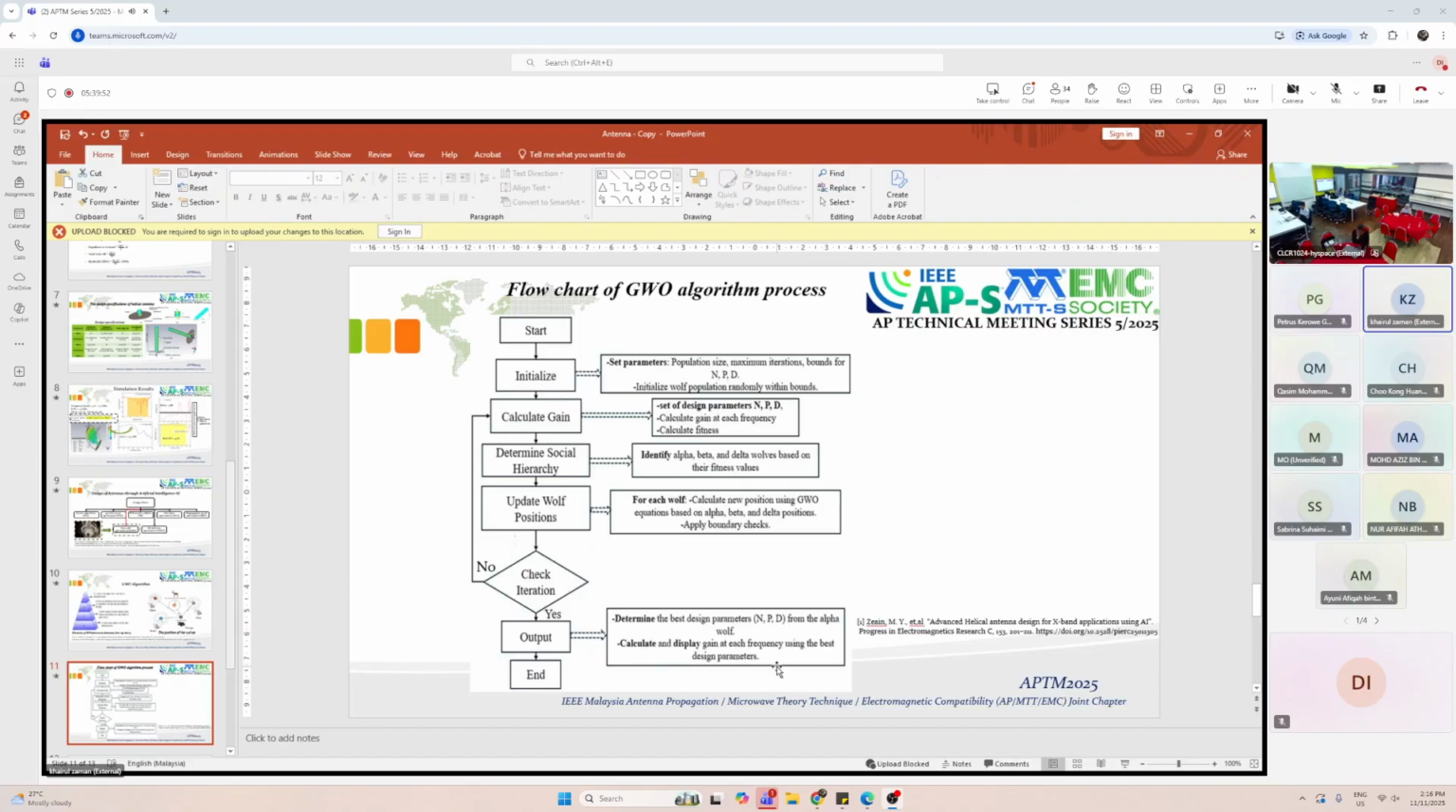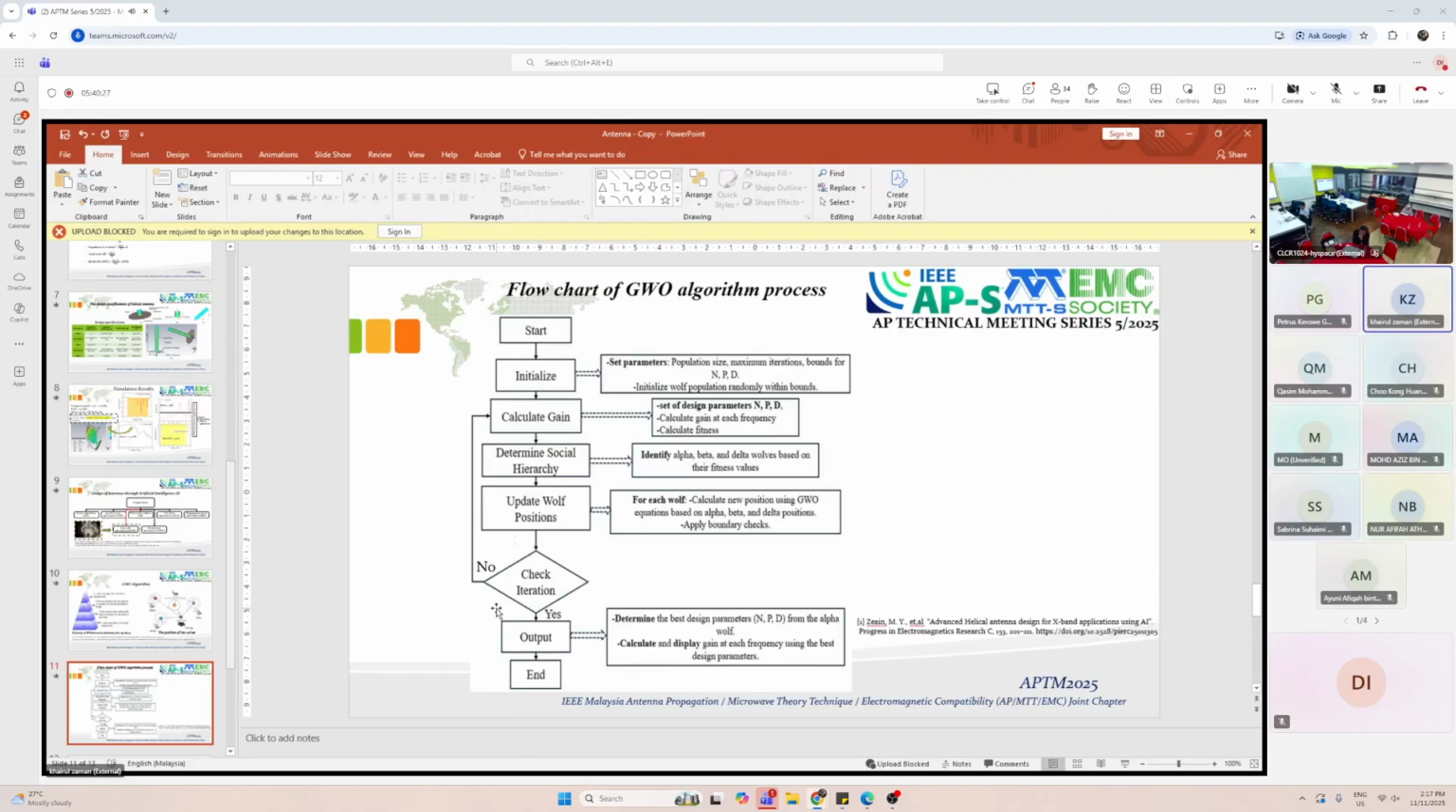And then calculate and display the gain at each frequency using the best design parameters. If yes, the algorithm is working. If not, we have to go to the calculate again, set again the design parameters, or maybe even add another type of parameter, maybe the size, maybe the thickness, maybe the substrate, and then the end.